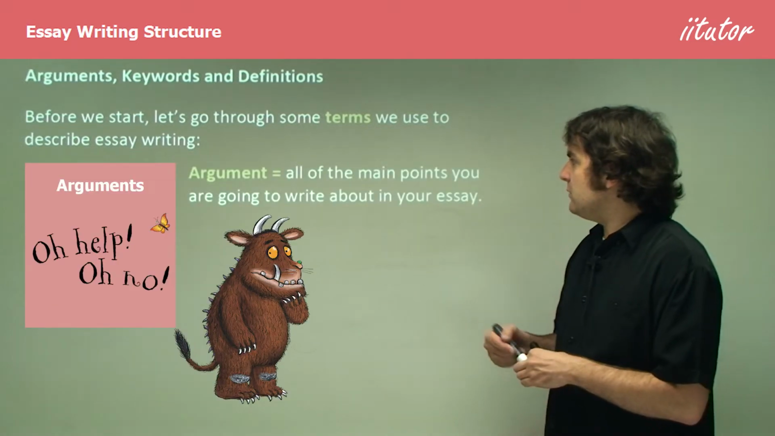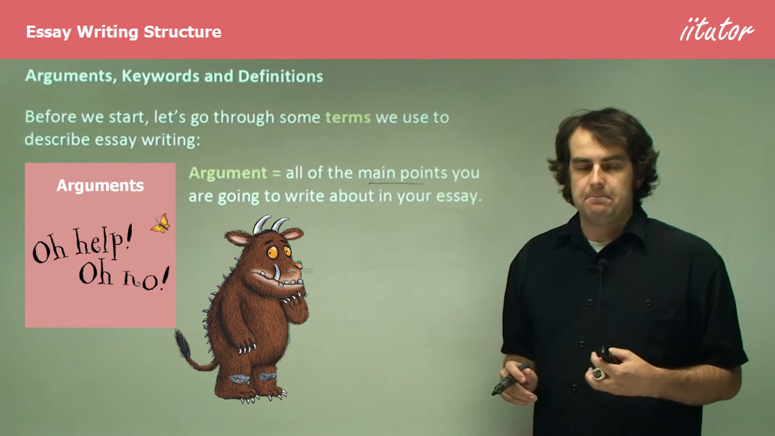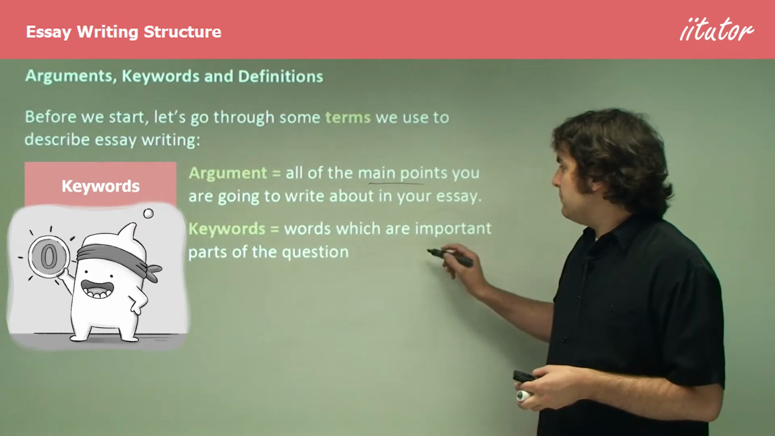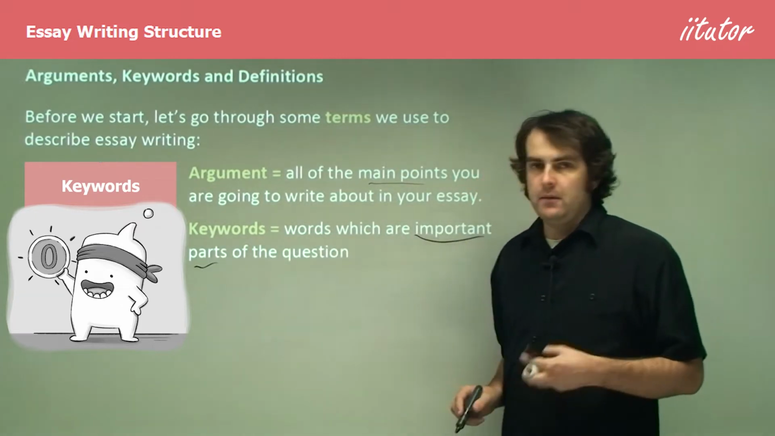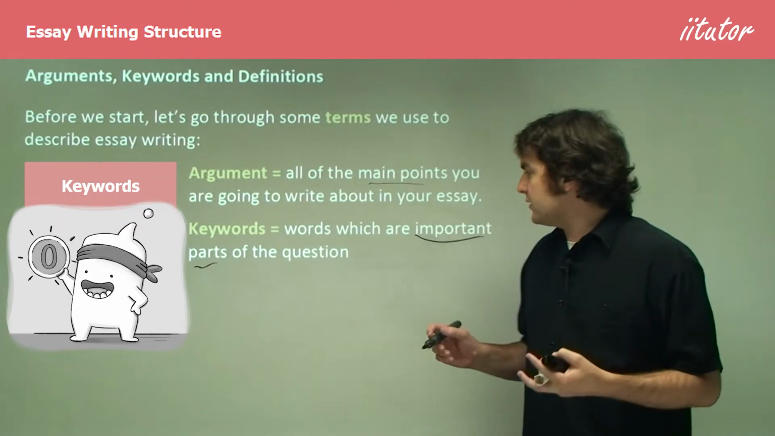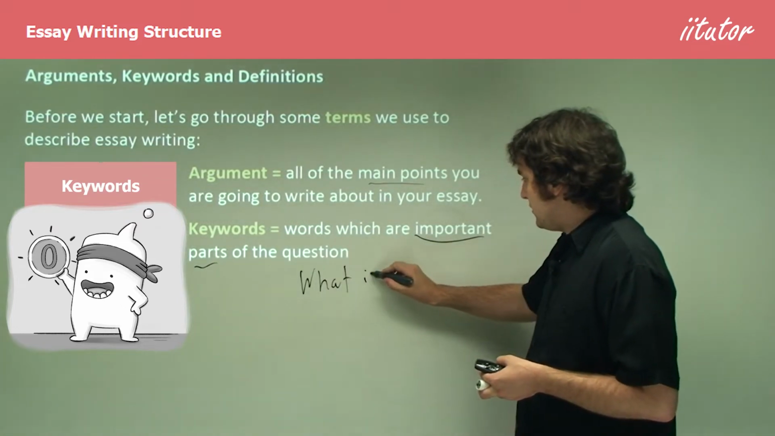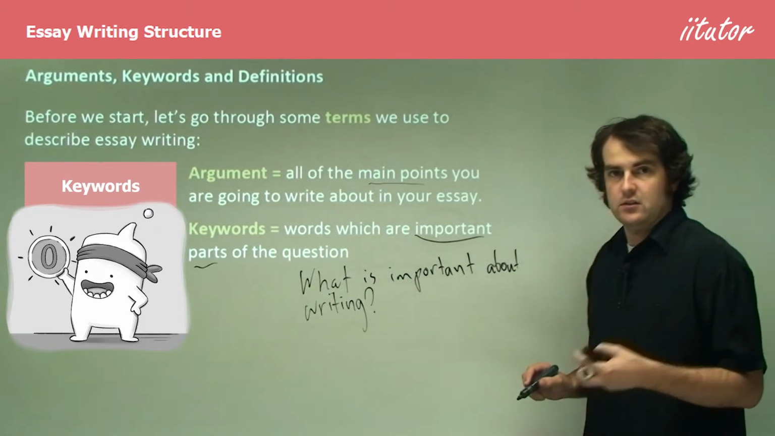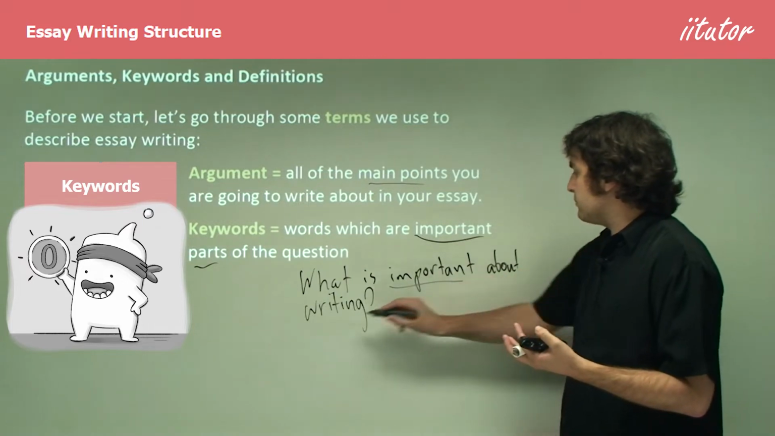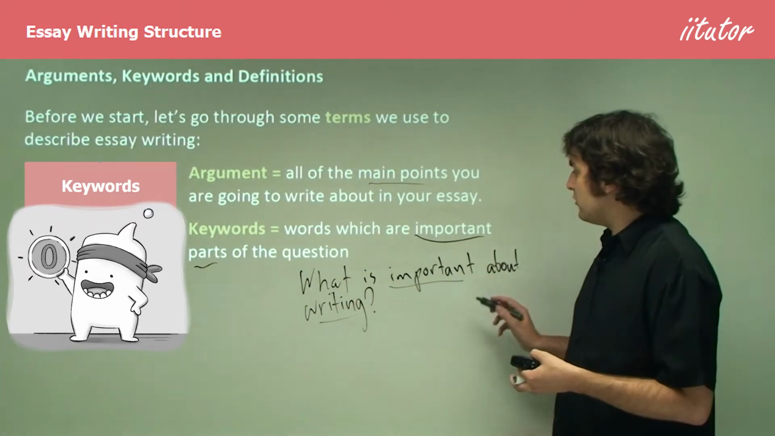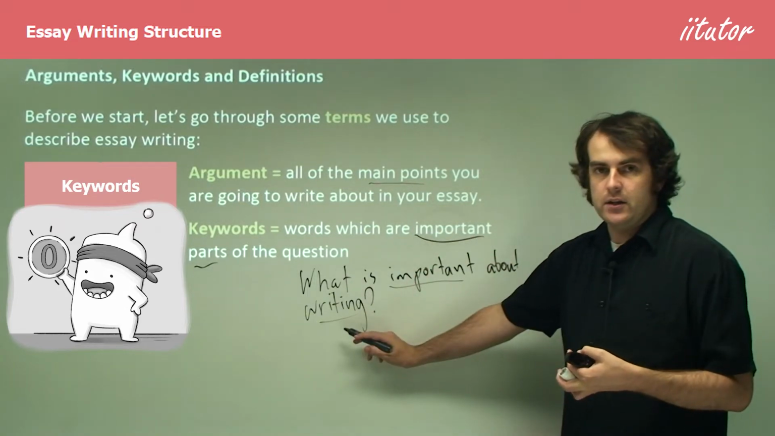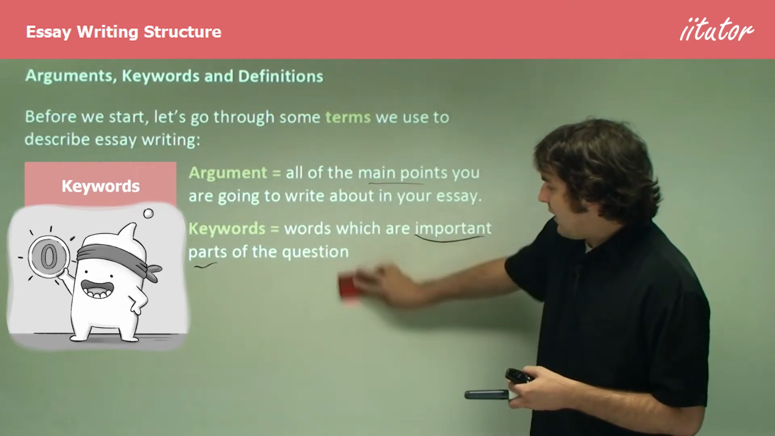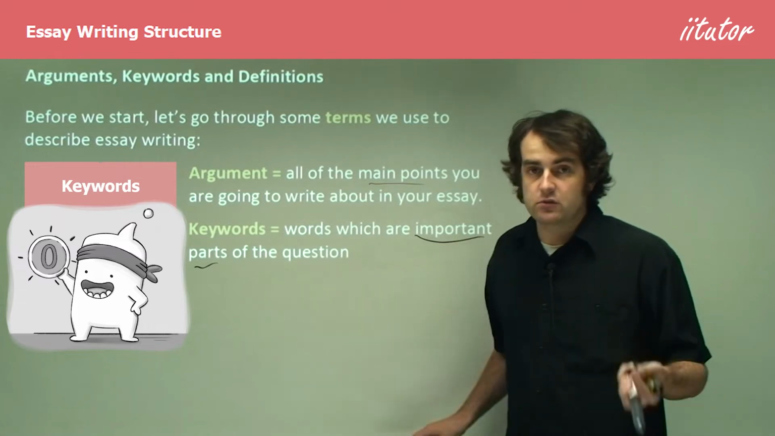An argument. An argument is all of the main points that you're going to write about. So it's essentially what you're trying to answer in your essay. Your keywords are the most important parts of the question, all right? So they're words from the question. So for instance, if the question is, what is important about writing? And I'll get out of the way for a sec so you can see. What is important about writing? Those are probably your two keywords there, all right? You're going to be writing about what is important and obviously about writing as well. Those are your keywords, so they're the most important parts of the question. Yes, the what and the other parts of the question are important too, but those are the words you'll be trying to use a lot of.